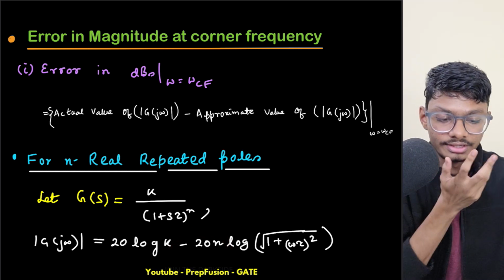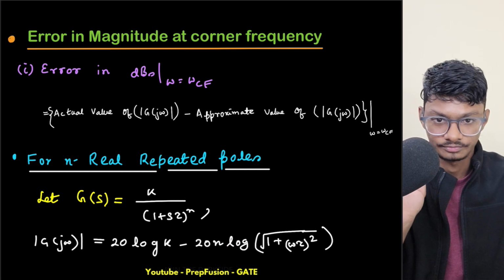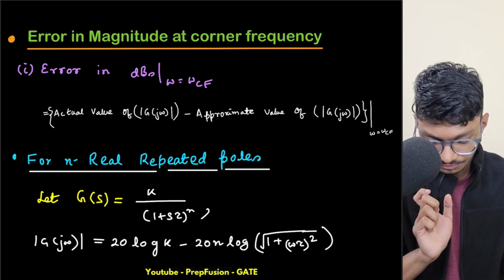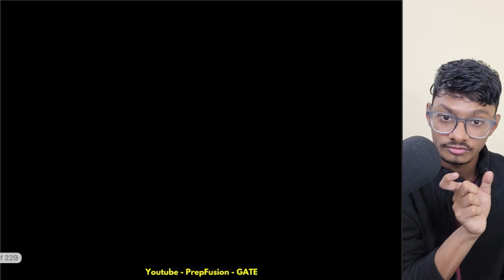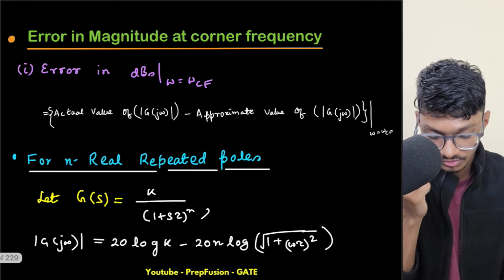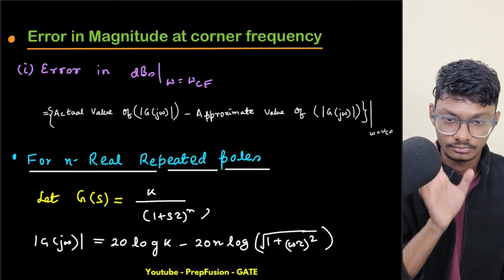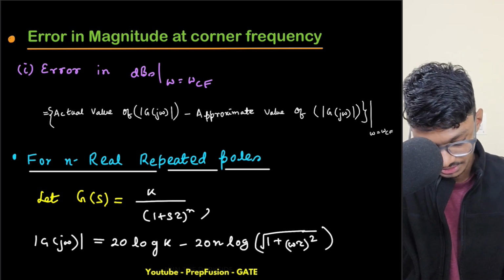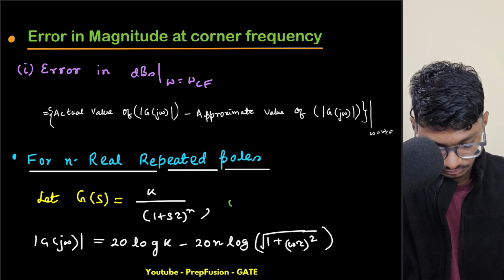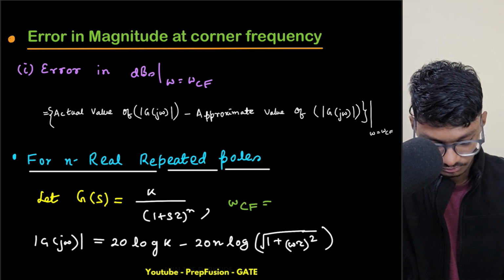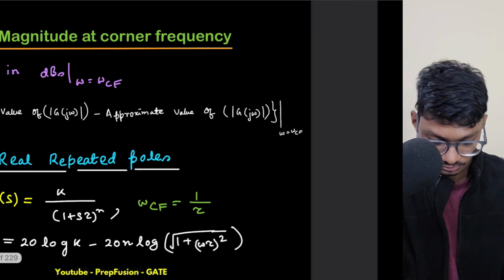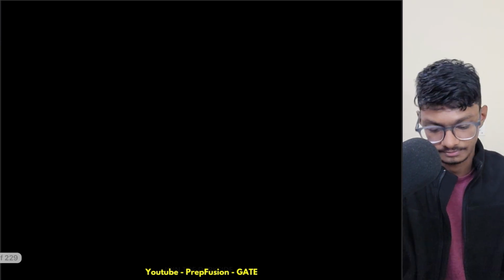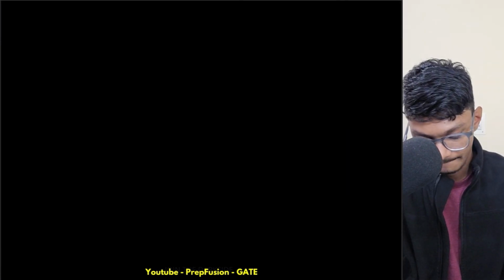Here, as we see, we are getting a slope of minus 20, and all these things we already know. So now, what is the actual value of the magnitude at omega equals 1 by tau? So 1 by tau is the corner frequency here. If 1 by tau is the corner frequency here, what does it mean?